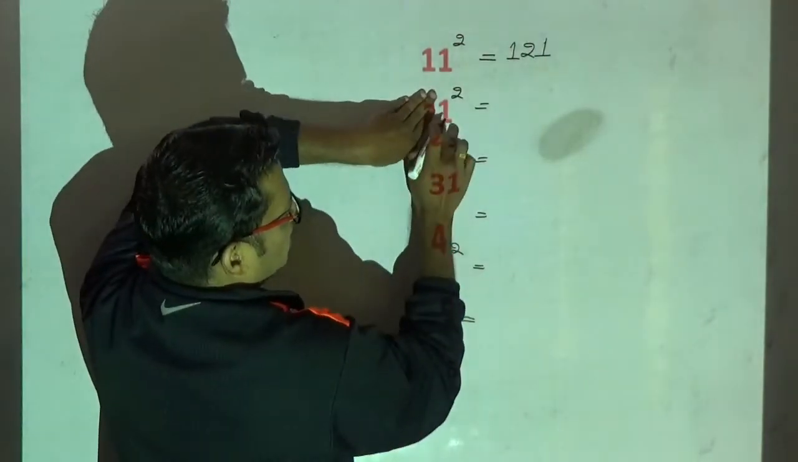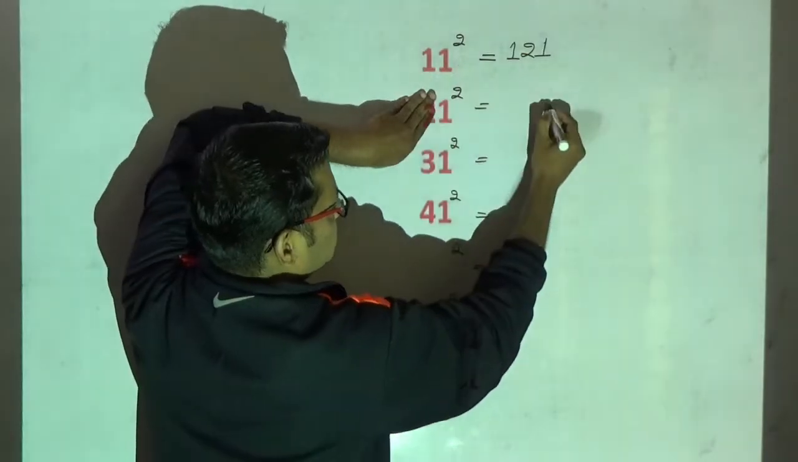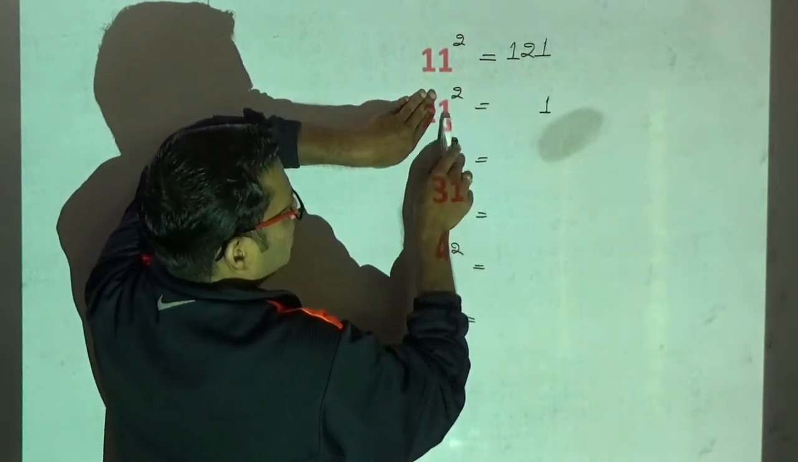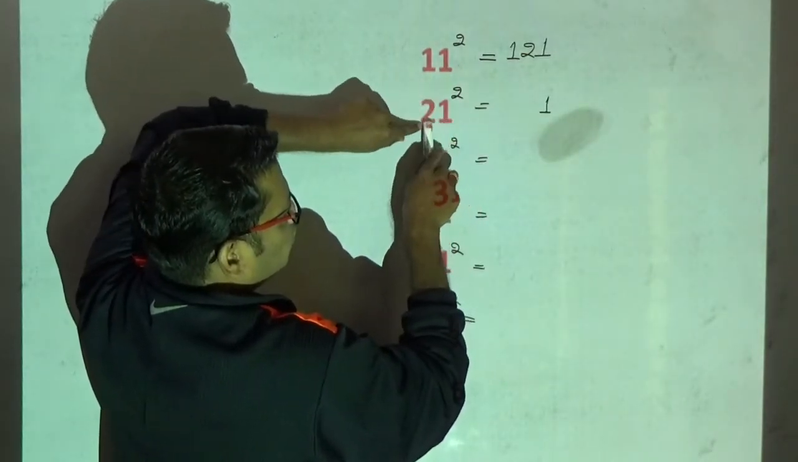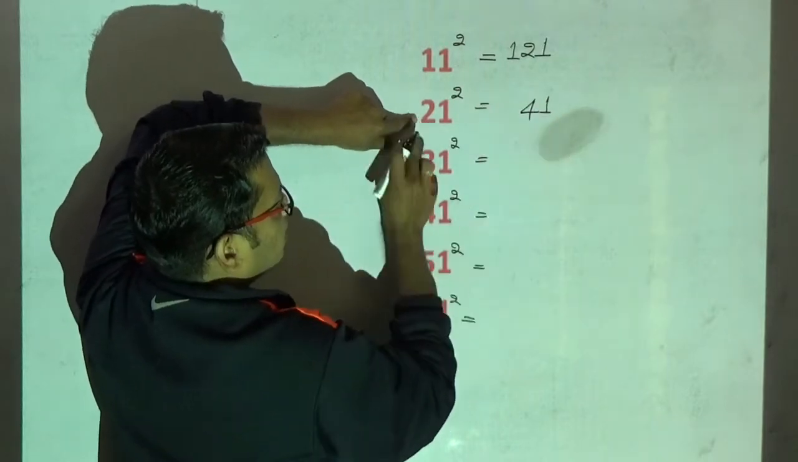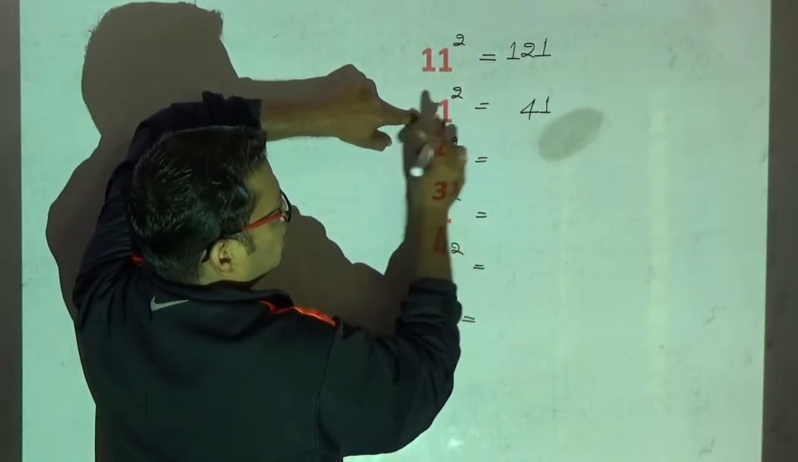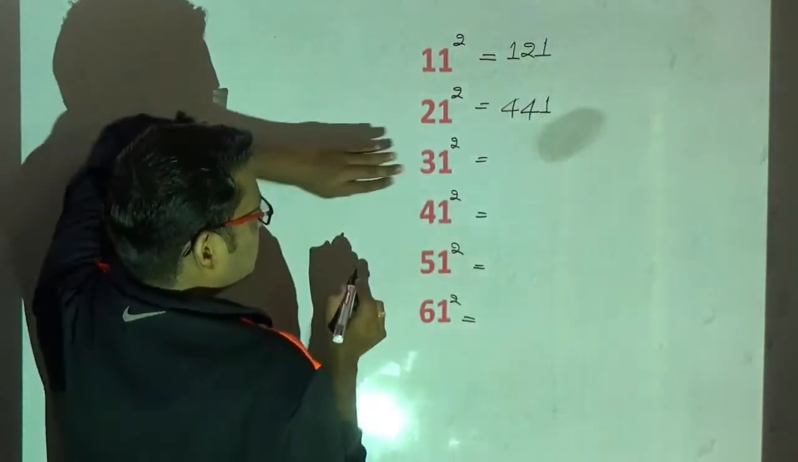Similarly, observe here. What is in the unit place? 1. 1 square is 1. Second step: double the 1, it becomes 2. 2 into 2 is 4. Then square the tens place. 2 square is 4. The answer is 441.